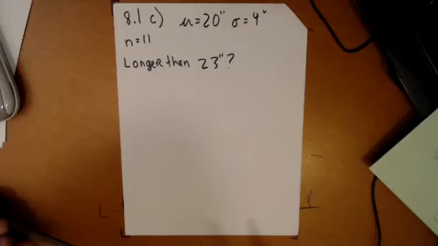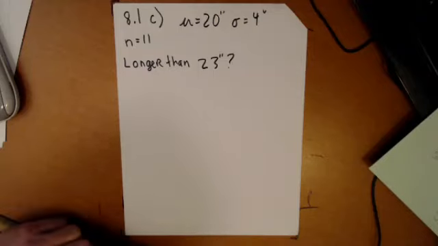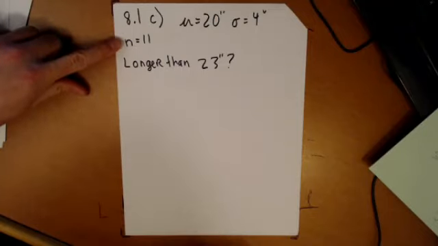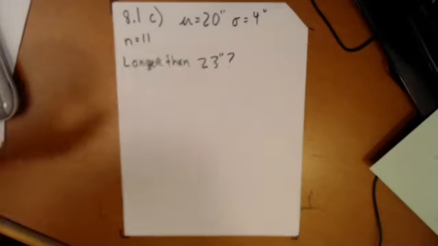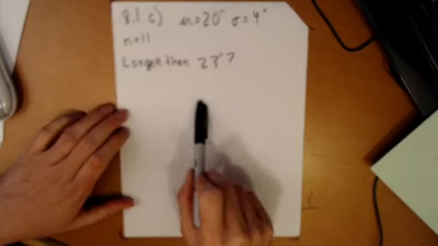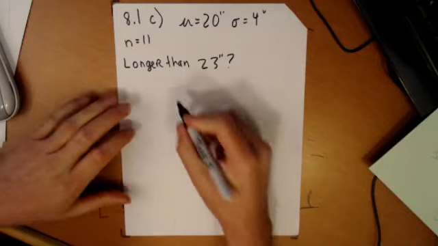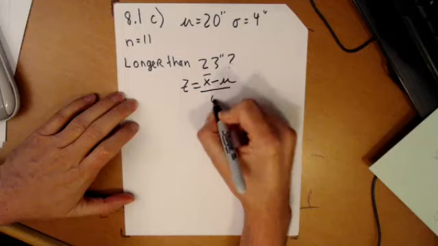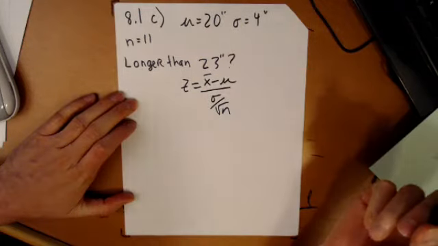Hey folks, 8.1c. What is the probability of a simple random sample of 11, so n equals 11, salmon, and getting an average length longer than 23? Okay, I'm going to use the formula first. I'm going to use this formula.